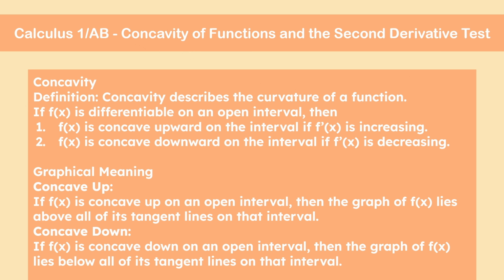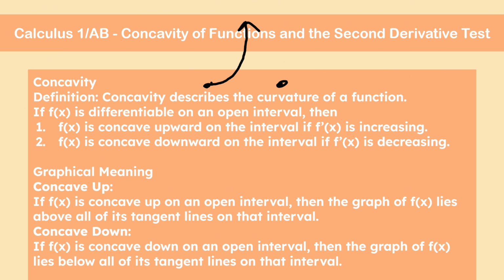If f of x is differentiable on an open interval, then f of x is concave upward on the interval if f prime of x is increasing. f of x is concave downward on the interval if f prime of x is decreasing. To illustrate this, let's start f of x right here, and as we go up, the slope gets steeper and steeper, which means that the derivative is increasing, which would mean that it is concave up.